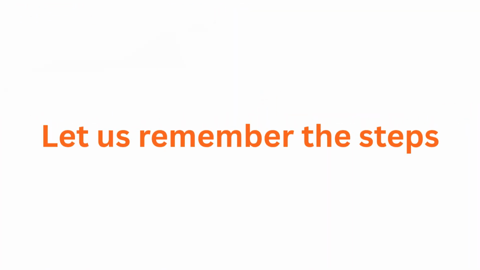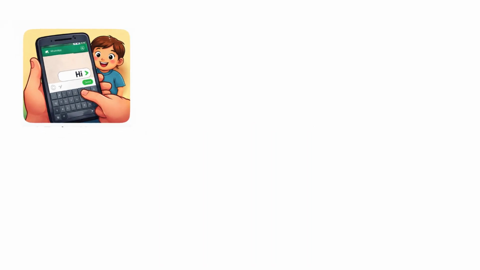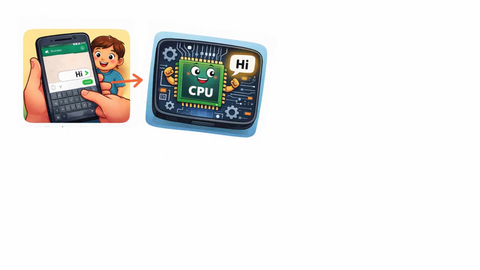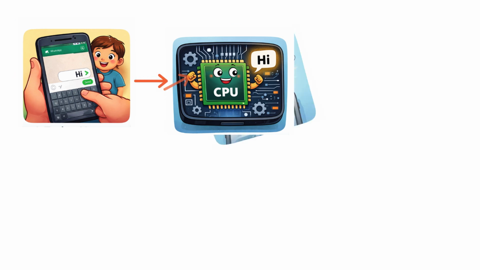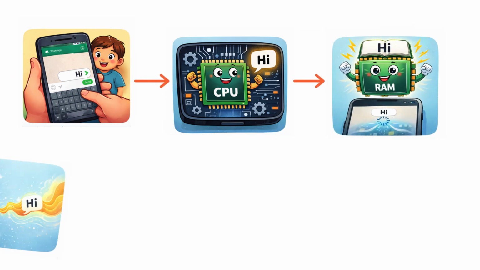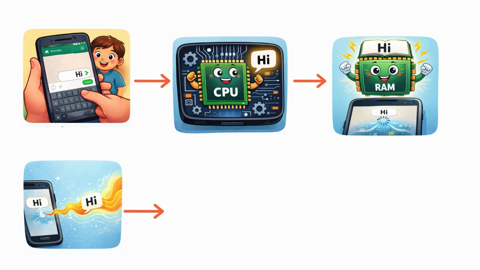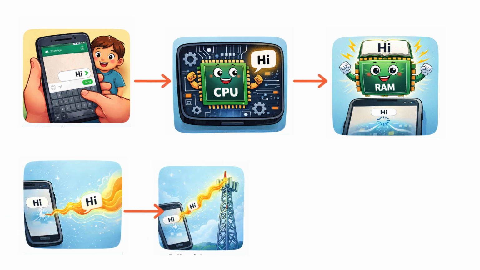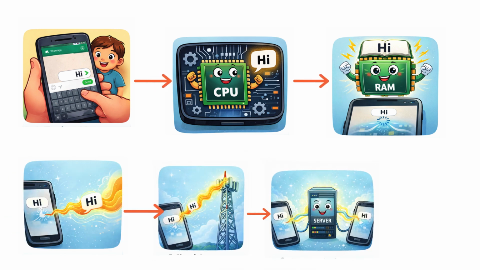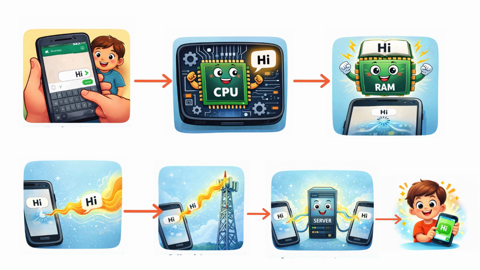Let us remember the steps. Type the message. Phone brain thinks. RAM helps fast. Message becomes a signal. Signal goes to tower. Network and internet help. Message reaches another phone.